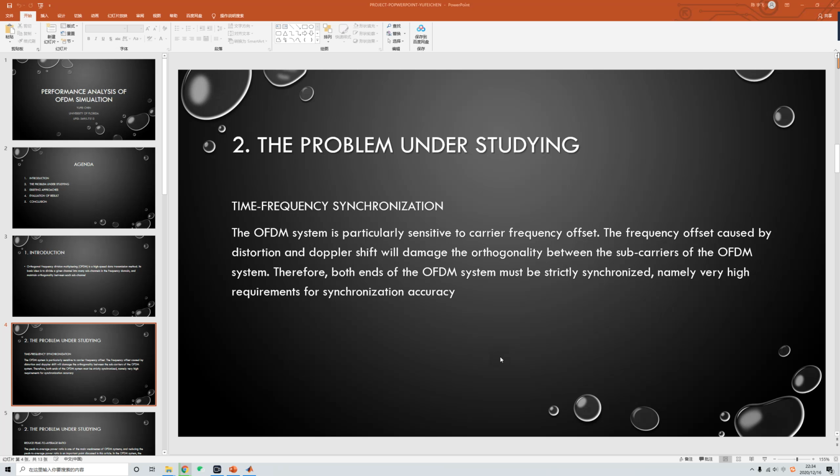The first one I want to talk about is time frequency synchronization. The OFDM system is particularly sensitive to carrier frequency offset, and the frequency offset caused by distortion and Doppler shift will damage the orthogonality between the subcarriers of the OFDM system. Therefore, both ends of the OFDM system must be strictly synchronized, namely a very high requirement for synchronization accuracy.